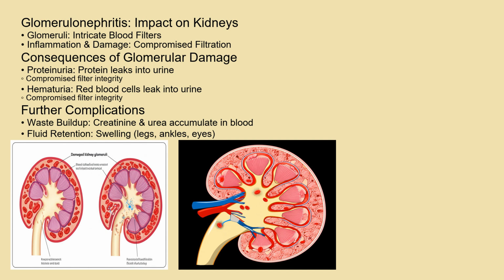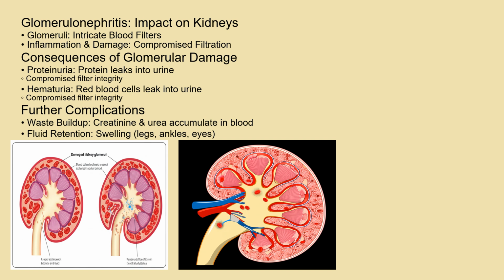Now, let's understand how glomerulonephritis affects the kidneys. Imagine the glomeruli as intricate filters. When they become inflamed and damaged, their ability to filter blood properly is compromised. This leads to several consequences. Firstly, protein, which normally stays in the blood, can leak into the urine, a condition called proteinuria. Secondly, red blood cells may also leak into the urine, known as hematuria. These leaks signal a problem with the integrity of the glomerular filter.